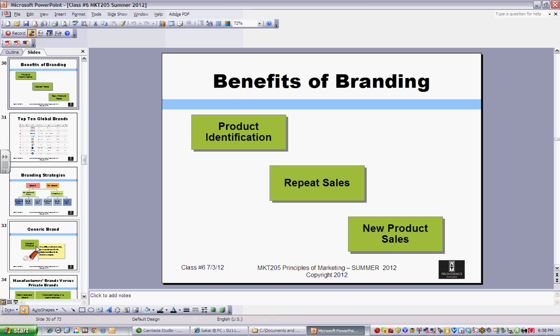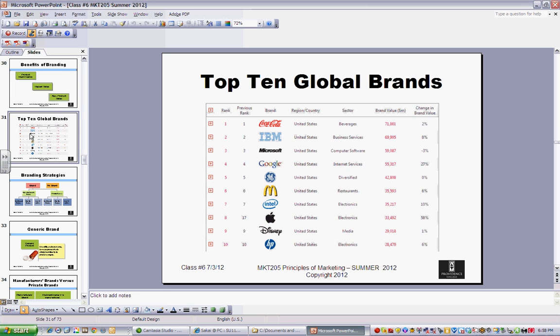The benefit is that some people do buy brands. This is a slide that looks at the top 10 brands globally. One thing that's pretty obvious here is that all these top 10 global brands are United States companies. There are a lot of tech companies: IBM, Microsoft, Google, GE, Intel, Apple, HP, all significant technology companies. And the other thing that's notable here is that some of these companies are pretty old, but some of them are fairly young.